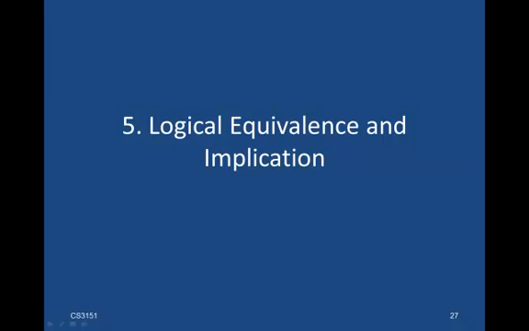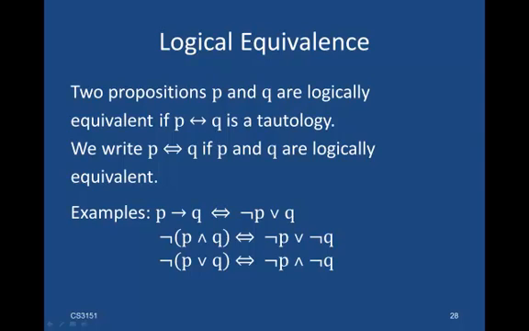The last 2 terms I'm about to introduce, that is logical equivalence and logical implication, are important to reasoning. 2 propositions are logically equivalent basically if they have the same meaning. Formally, 2 propositions P and Q are equivalent if and only if the proposition P is equivalent to Q is a tautology. Thus 2 logically equivalent propositions always evaluate to the same truth value. Their truth table is the same.